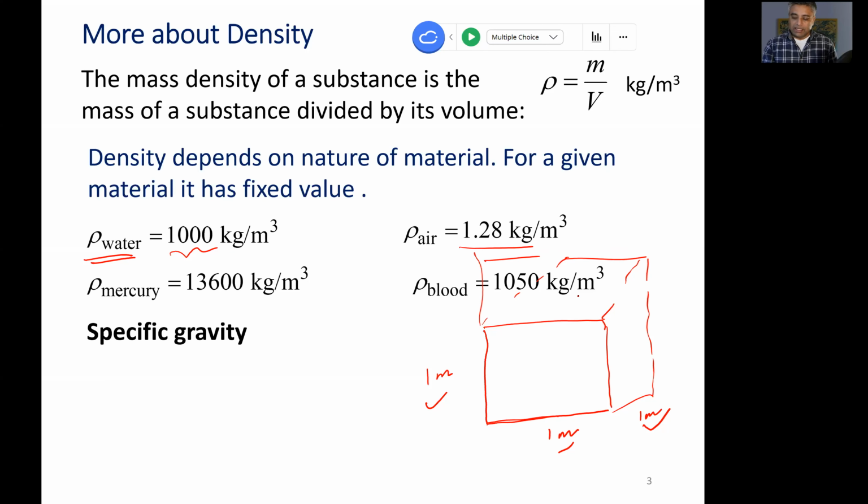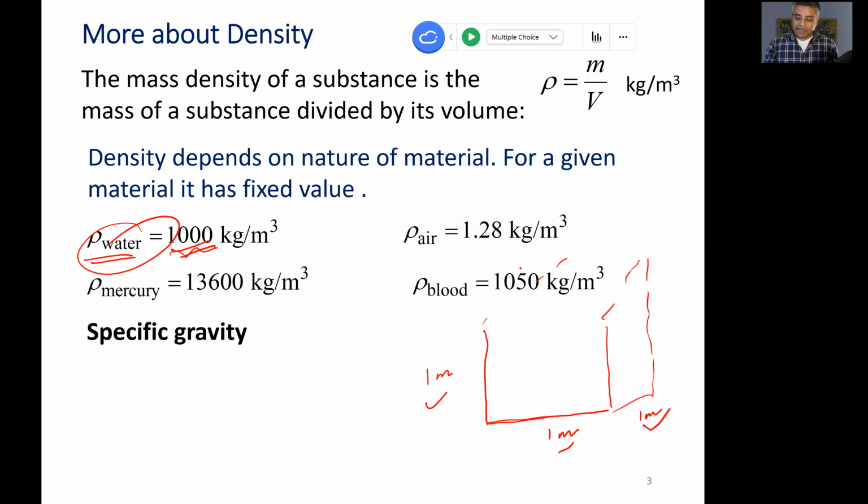Now let's say I fill this container, which has a volume of 1 cubic meter, full of water. How much mass is going to be there? 1,000 kilograms. But if I put just air, then this is going to be just 1.28. So the density of air is way smaller, nearly 1,000 times smaller. Not 1,000, maybe 800, 700, right?